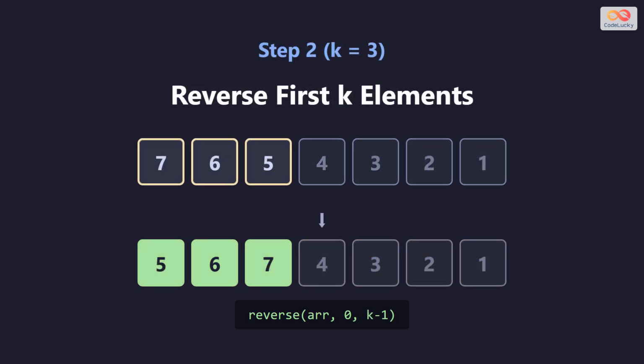Step 2 corrects the order of the first k elements. We reverse the subarray from index 0 to index k-1. In our example 7, 6, 5 becomes 5, 6, 7. This is exactly what we wanted at the start of our result.